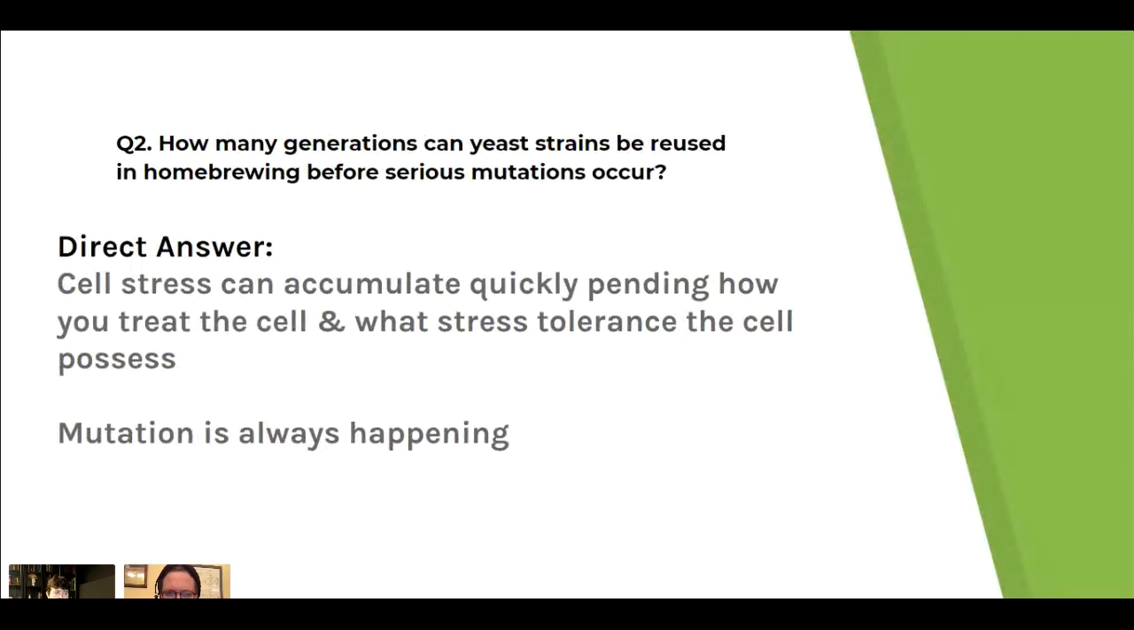Now, to answer the question a bit more directly, cell stress can accumulate very quickly. If you stress the cell out and it's not a very high stress capacity cell, you can take a really healthy cell population and kill it pretty quickly. You can stress that thing out. The next fermentation is going to be very poor. It's going to be very, very bad. So they're not going to produce good tasting beer. But mutation is always going to happen. There's no way around that.